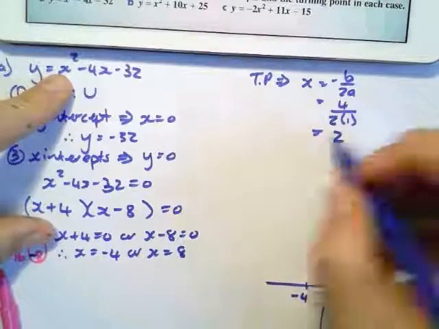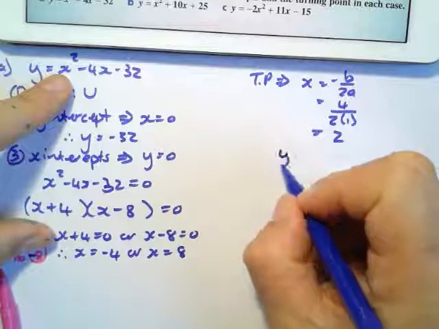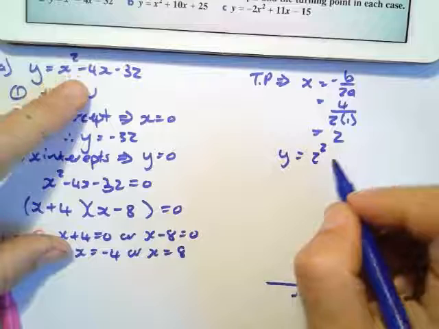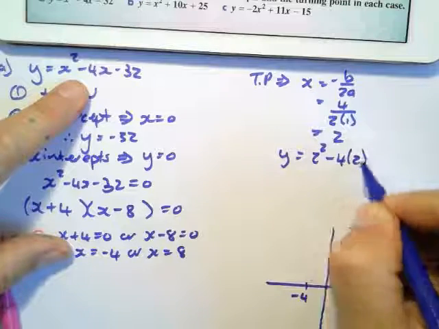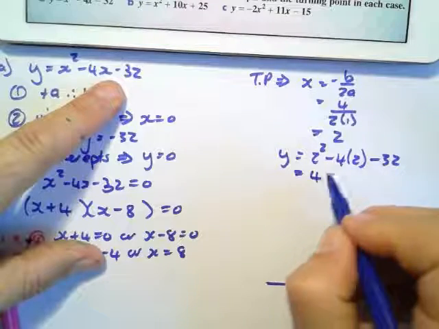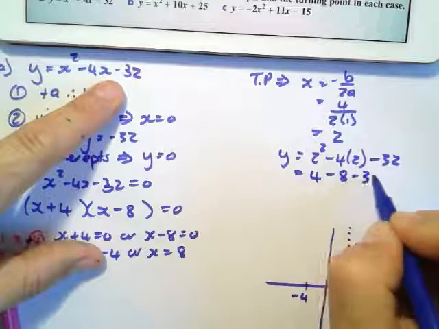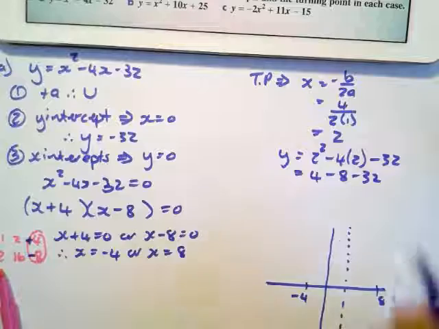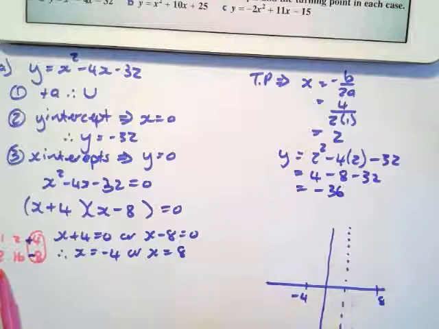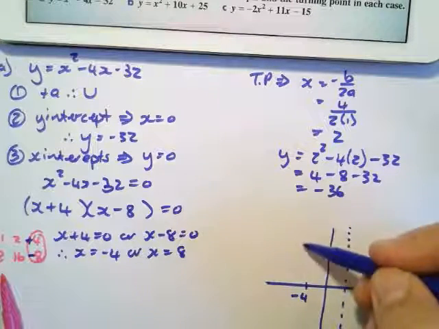What is the y value? Now I'm going to say y equals, and I'm going to substitute 2 in here, which means 2 squared minus 4 times 2 minus 32. That will give us 4 take away 8, take away 32, and my answer equals negative 36. So my turning point, if that's 32, it will turn at negative 36. It's all that I need.